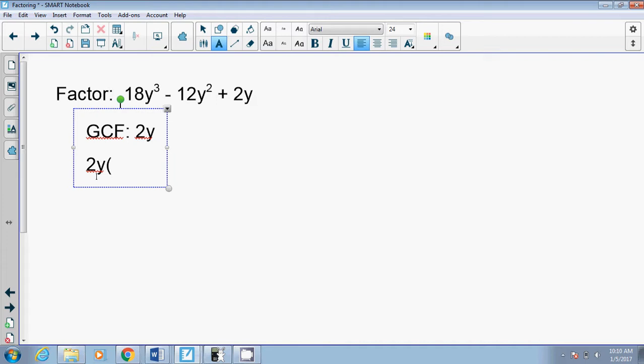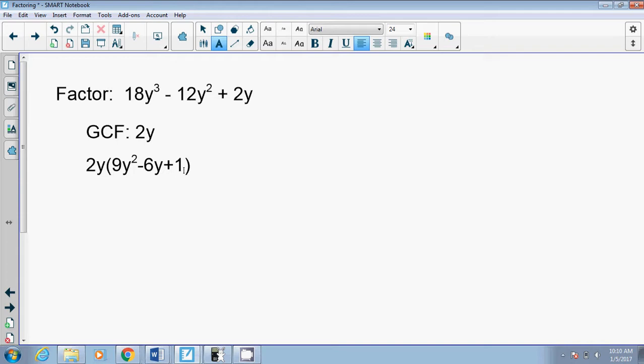So 18 divided by 2 is 9. Y cubed divided by y is y squared. I'm going to bring down my minus sign. 12 divided by 2 is 6. Y squared divided by y is y. I bring down my plus sign. 2 divided by 2 is 1. Y divided by y, those cancel. One in the top, one in the bottom, they're gone. So I get 2y times the quantity 9y squared minus 6y plus 1.